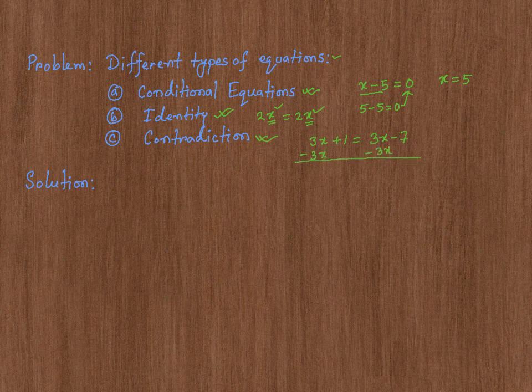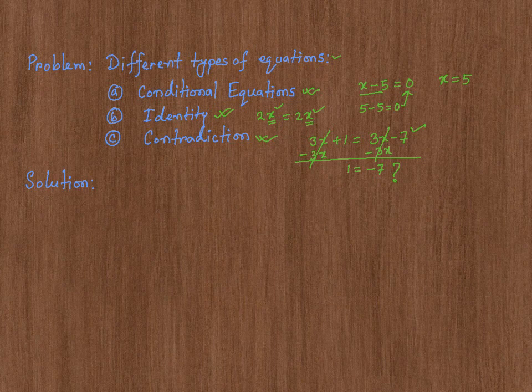If I do so, these two are going to cancel out on the left, these two are going to cancel out on the right. That tells me 1 is equal to negative 7. But that is incorrect. That's not possible. So that tells me that this original equation 3x plus 1 is equal to 3x minus 7 will never hold true for any value of x, any real number for x. So these types of equations are called contradictions.